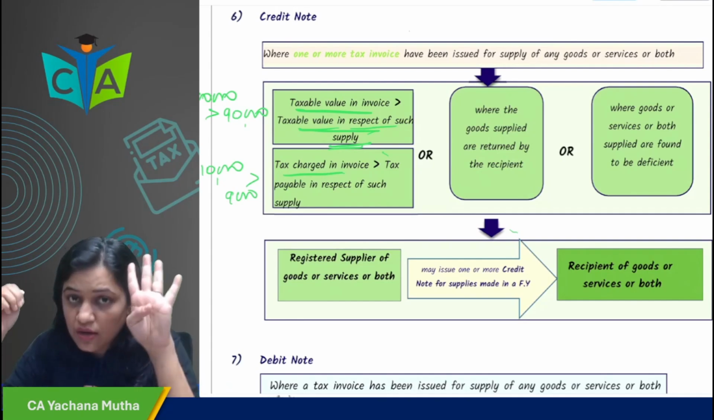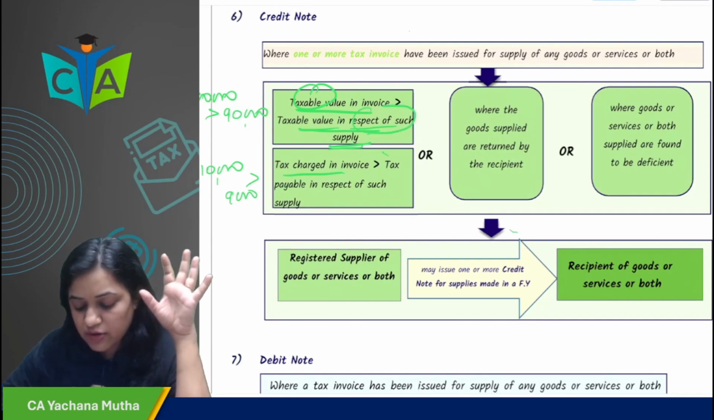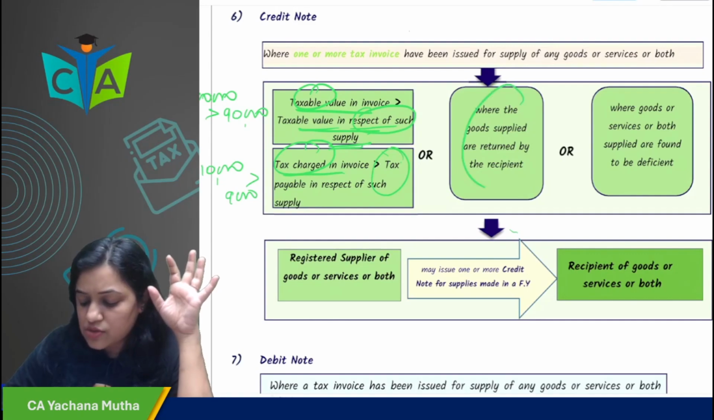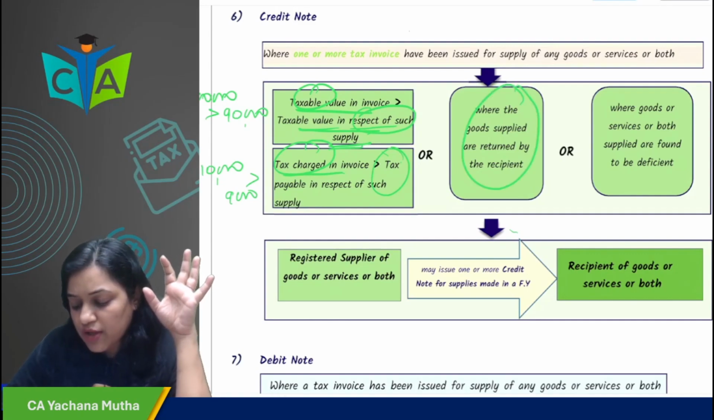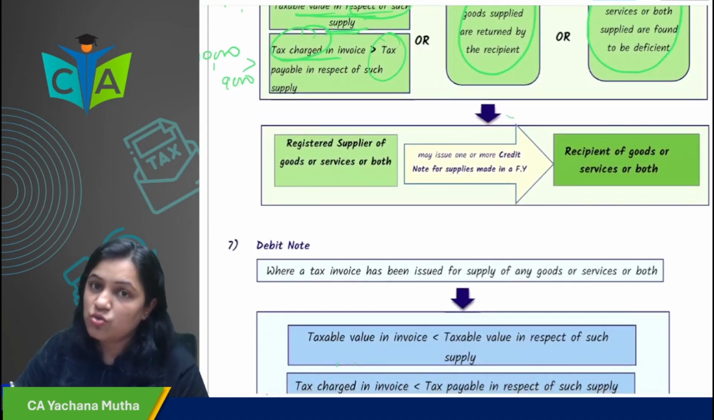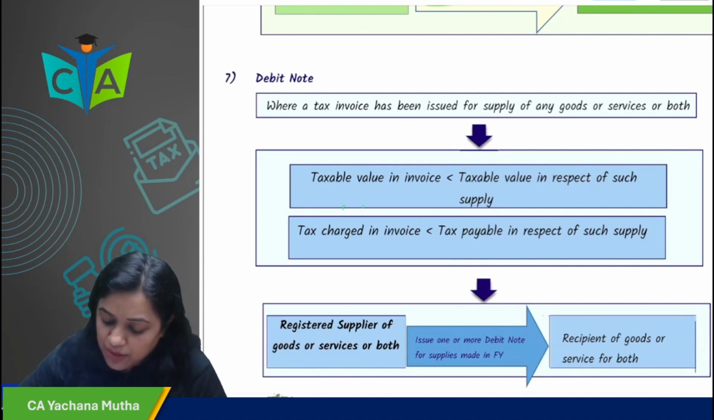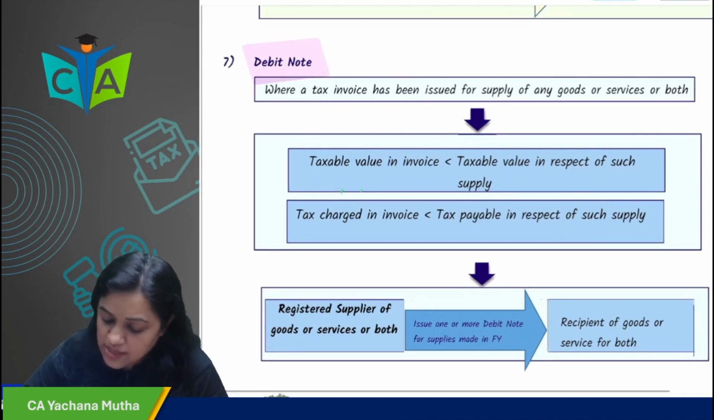So the 4 situations where a credit note is issued are where the taxable value is greater than what it should be, where the tax charged is greater than the tax payable, where the goods or services are returned, or where these are found to be deficient. In all these cases, the document which will be issued is called a credit note. Then there is the concept of a debit note. What is that?